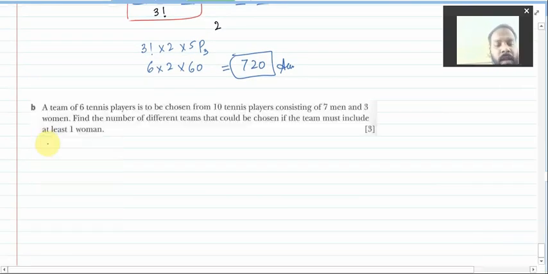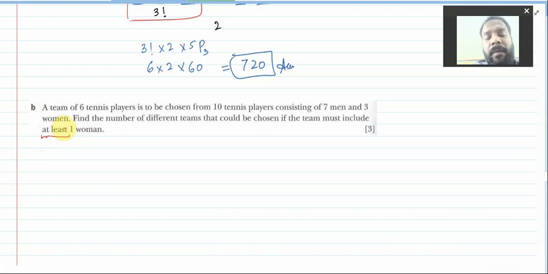It says a team of 6 tennis players is to be chosen from 10 tennis players consisting of 7 men and 3 women. Find the number of different teams that could be chosen if the team must include at least 1 woman. Now, what do you mean by at least 1 woman? At least means the minimum possibility is 1, the maximum possibility can be the highest number of women present in this question.